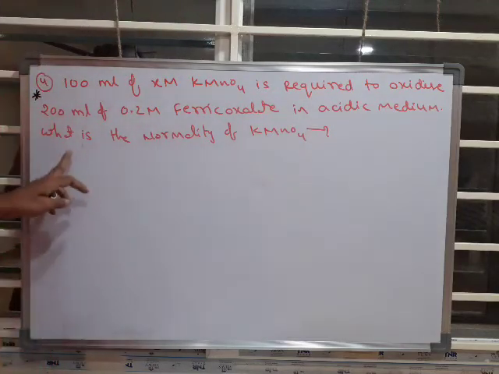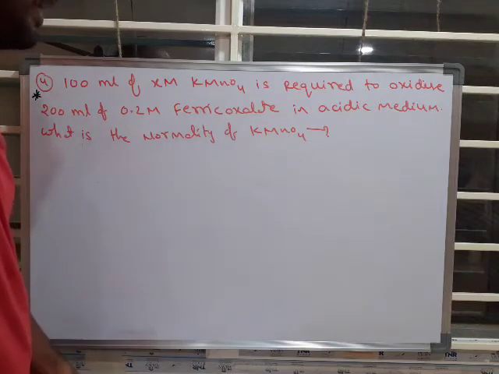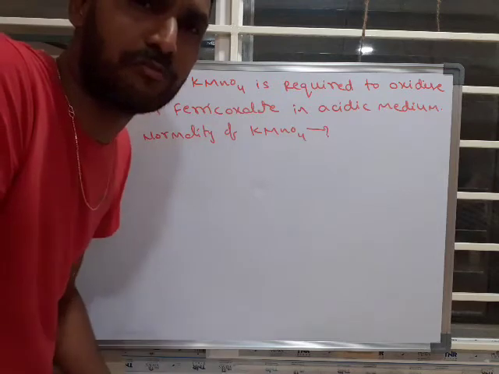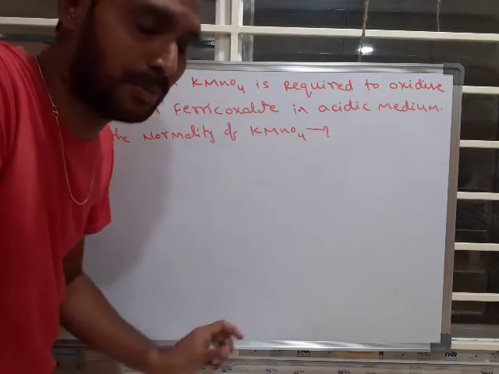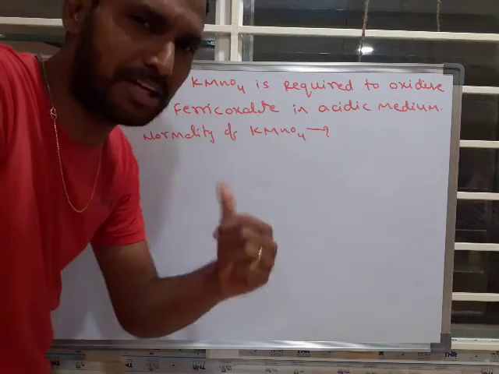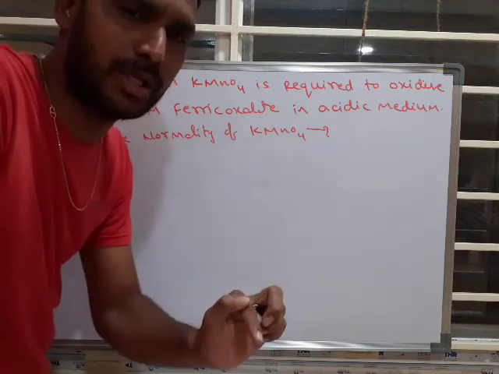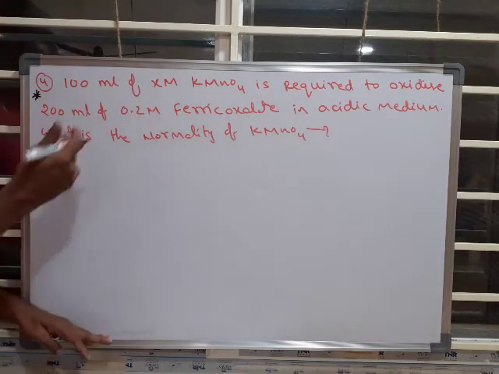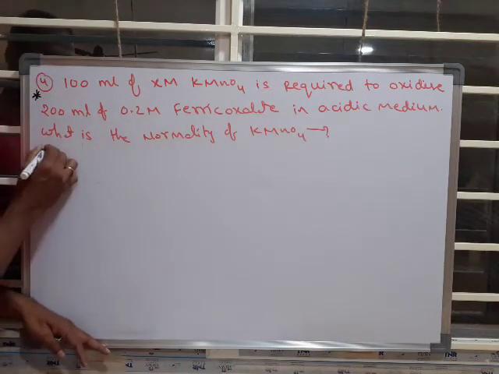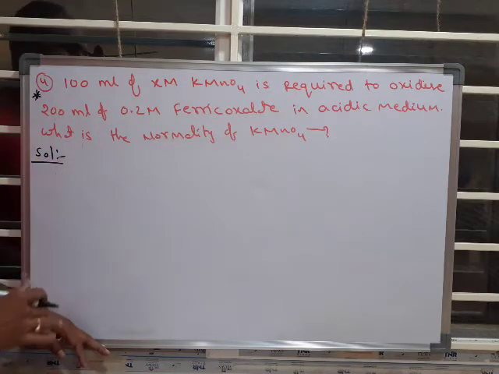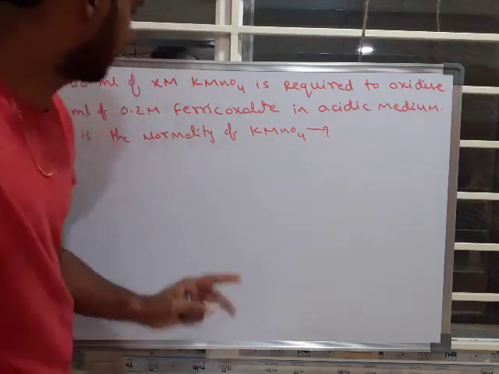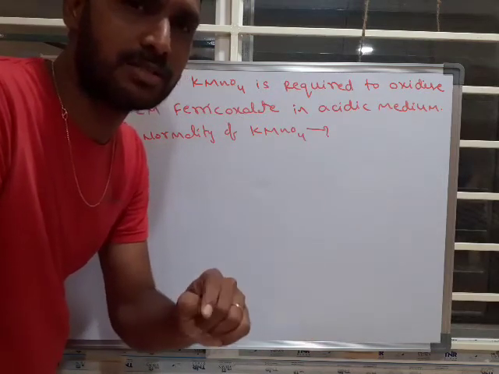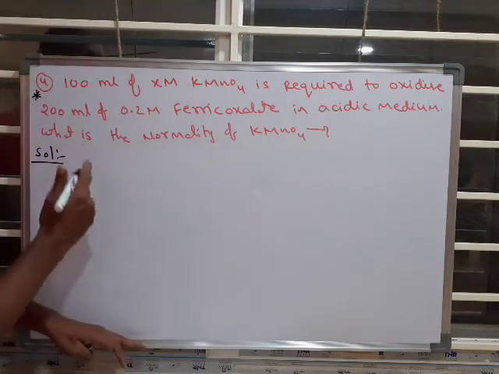We have to find the normality of potassium permanganate. The molarity multiplied by the N factor will give the normality, but molarity is given as X, so we first have to find the molarity. After calculating molarity we can calculate the normality. The reaction is complete, and we can equalize the milli equivalents. It is given in terms of volumes and molarity, so what we have to equalize is milli equivalents. So first we will see the N factors.